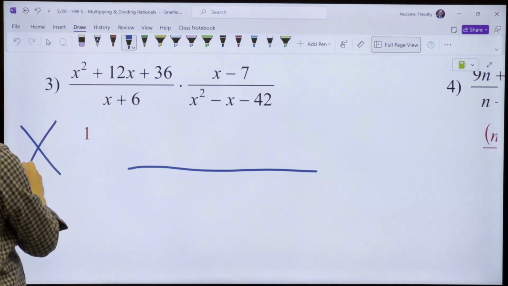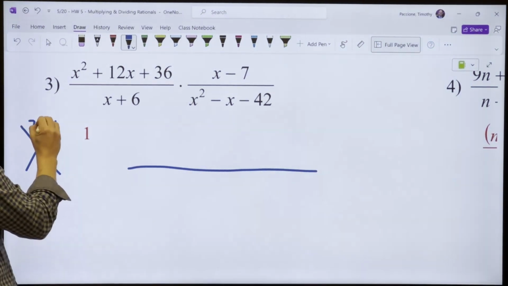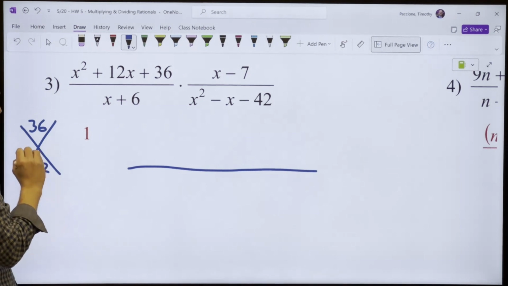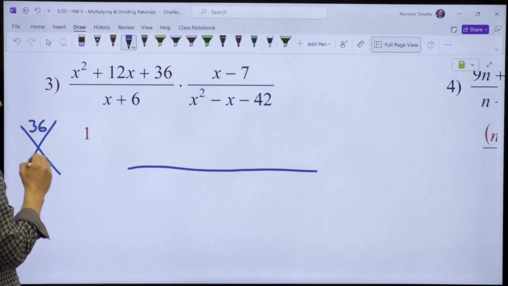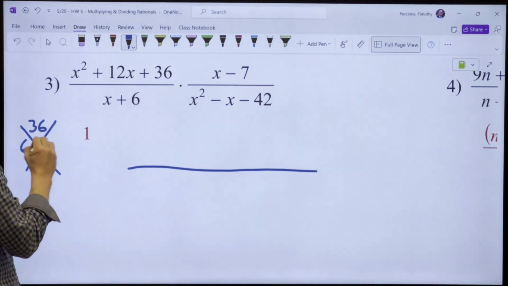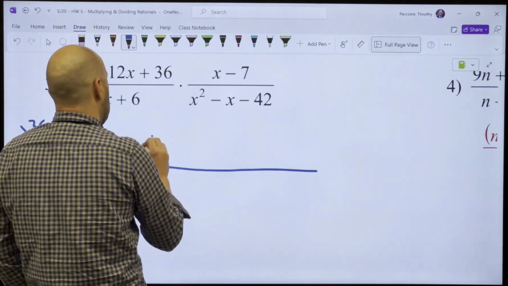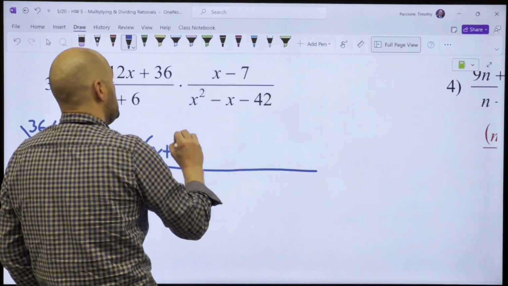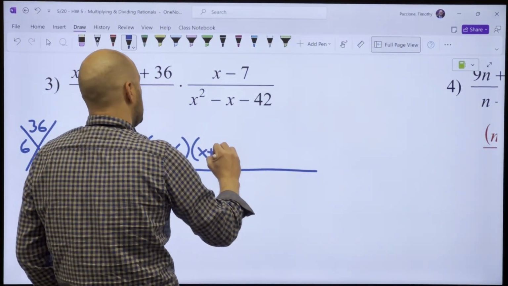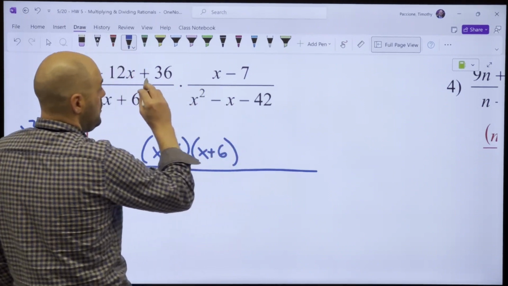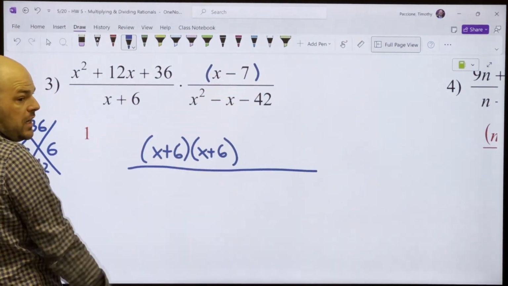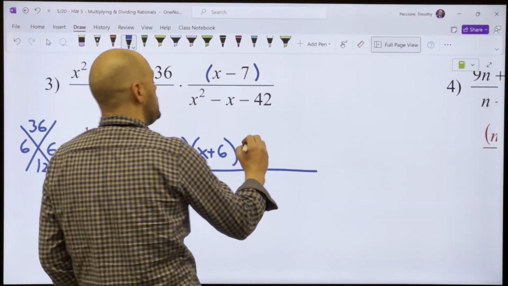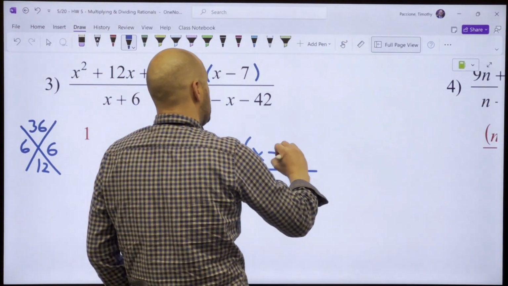So you can do it. You don't have to do it. You can do it in your head if you want to at this point. But essentially, you're trying to find two numbers that multiply to give you 36 and add to give you 12. 6 and 6. So I would say x plus 6 times x plus 6, and then that's this piece. Now I bring in this piece. Remember, anything on top or bottom of fractions is in parentheses. So I just put x minus 7.